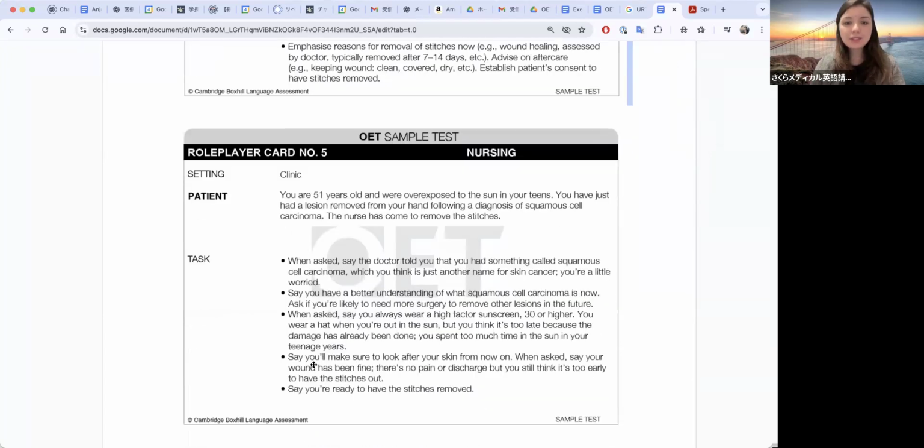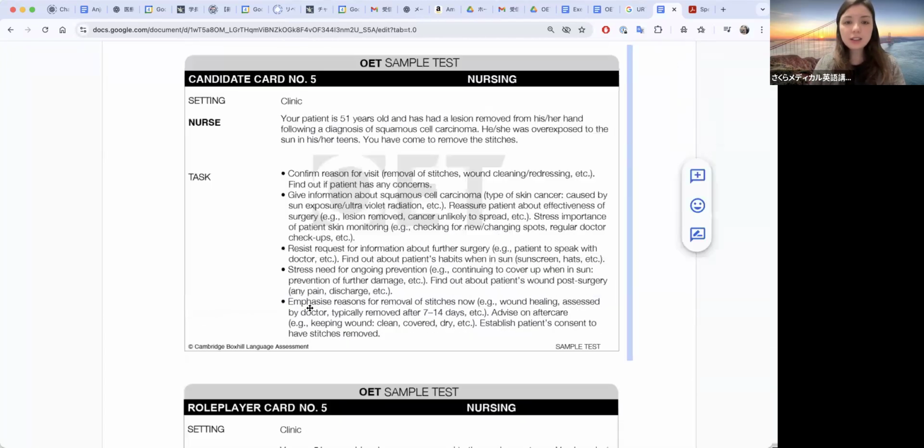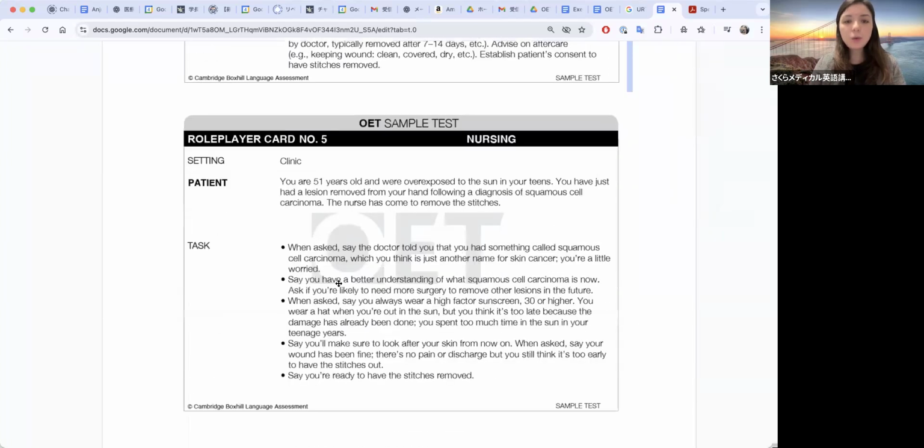I always wear a hat, and then I say, okay, how does that sound? Well, I have a better understanding of what squamous cell carcinoma is now. So here you want to check understanding, like, was that clear to you, or does that explain things a bit better, or something like that?